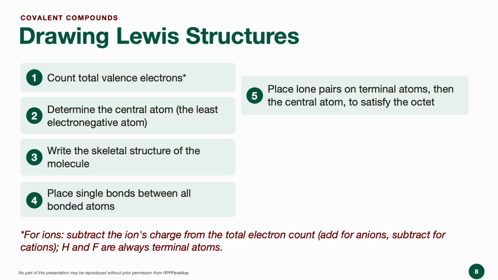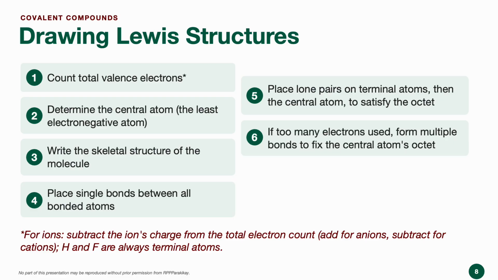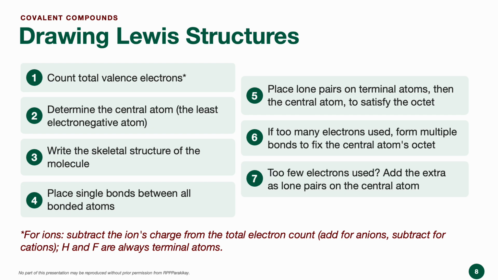And then the last two steps are for checking. If you have used more electrons than you actually have, convert some lone pairs into additional bonding pairs to fix the central atom's count. And if you have electrons left over after satisfying other atoms, those extra electrons become additional lone pairs on the central atom.